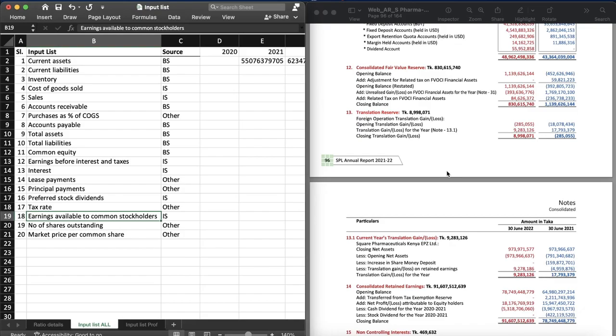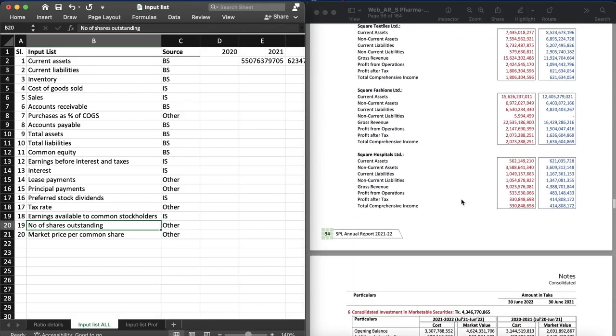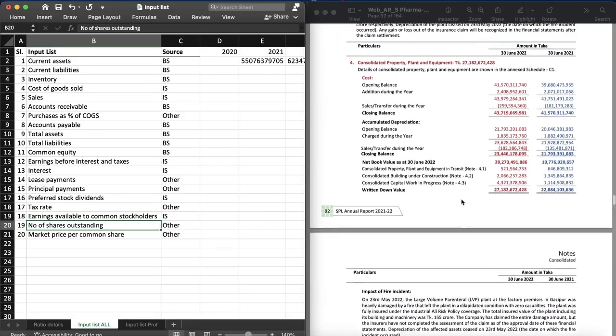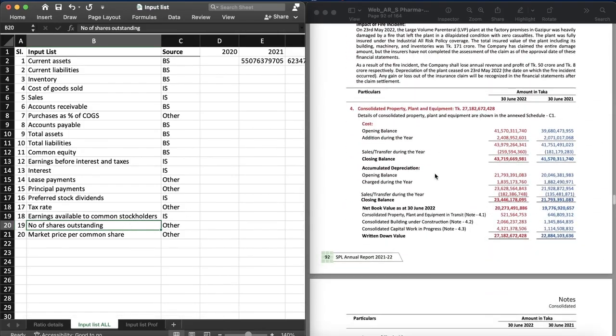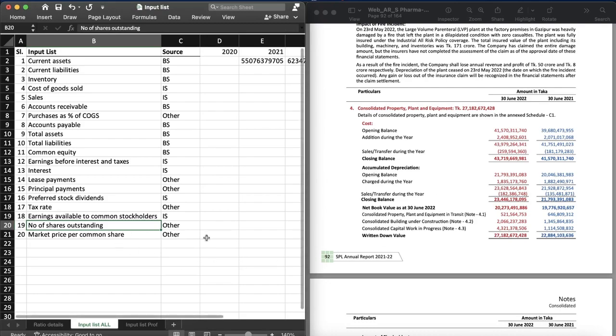The number of shares outstanding can also be found even in the annual report, maybe not within the financial statement, but from other areas. Different companies have different ways of reporting. Some companies will report the number of shares within the financial statement, but this company has not done so. So what we can do is collect it from other places of the annual report, or even if it is not found there, we can find it from the stock market information. I can help you regarding that. You can always discuss with me.